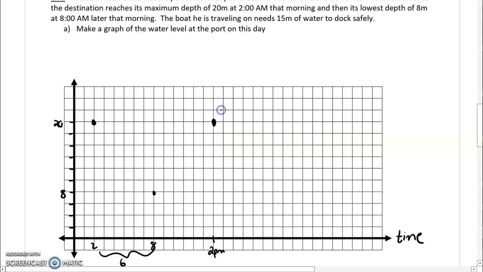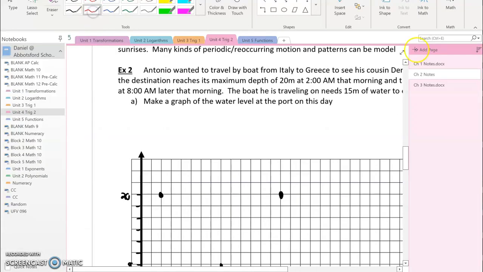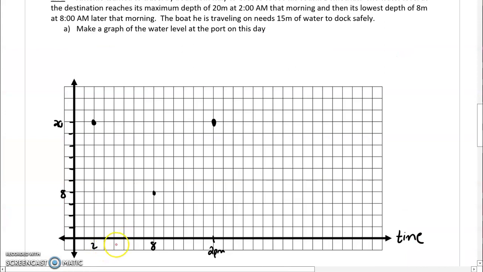So our maximum to our minimum, we went for 6 hours and we dropped all the way down. And so now we're going to take 6 hours to go all the way back up. I'm going to add some midpoints here. So I'm just changing the pen here. So let's see. So 2, 3, 4, 5. So at 5 a.m., we're going to be in the middle. So the middle between 8 and 20. Well, that total gap is 12. So half of that gap will be 6.